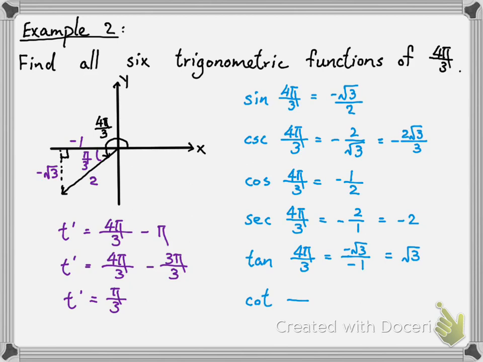Cotangent of 4π/3 equals the reciprocal of tangent, which is negative 1 over negative square root of 3, which equals positive 1 over square root of 3. Now we need to rationalize the denominator by multiplying square root of 3 to both numerator and denominator, and therefore the final answer is square root of 3 over 3.